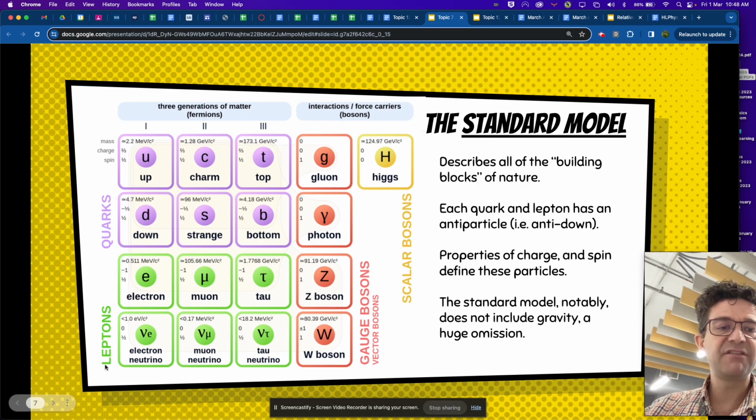So being familiar with the standard model and the different players is important for this unit.